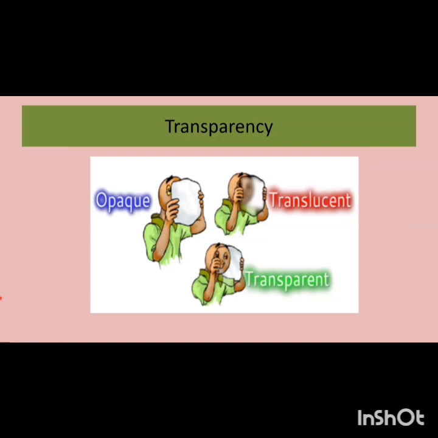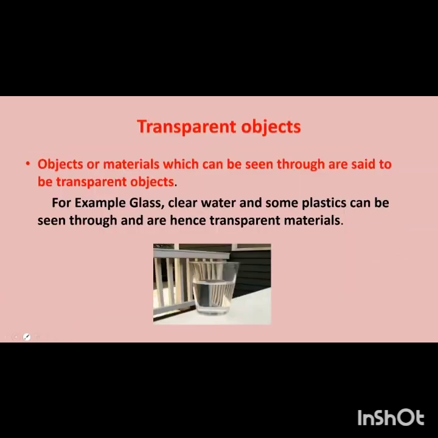Now, next property is transparency. It is categorized into three, that is transparent, translucent and opaque. First of all, transparent objects. Objects or materials which can be seen through are said to be transparent objects. For example, glass, clear water, and some plastics can be seen through and are hence transparent materials.